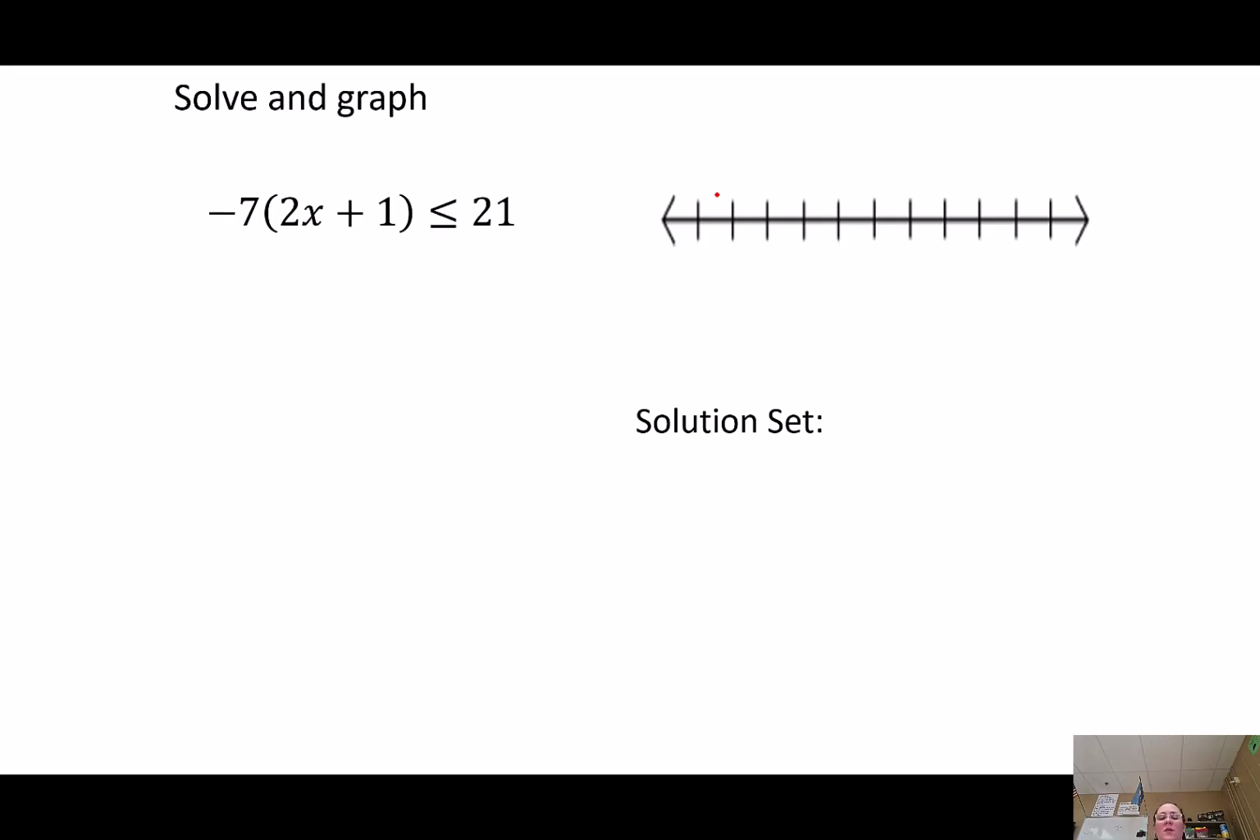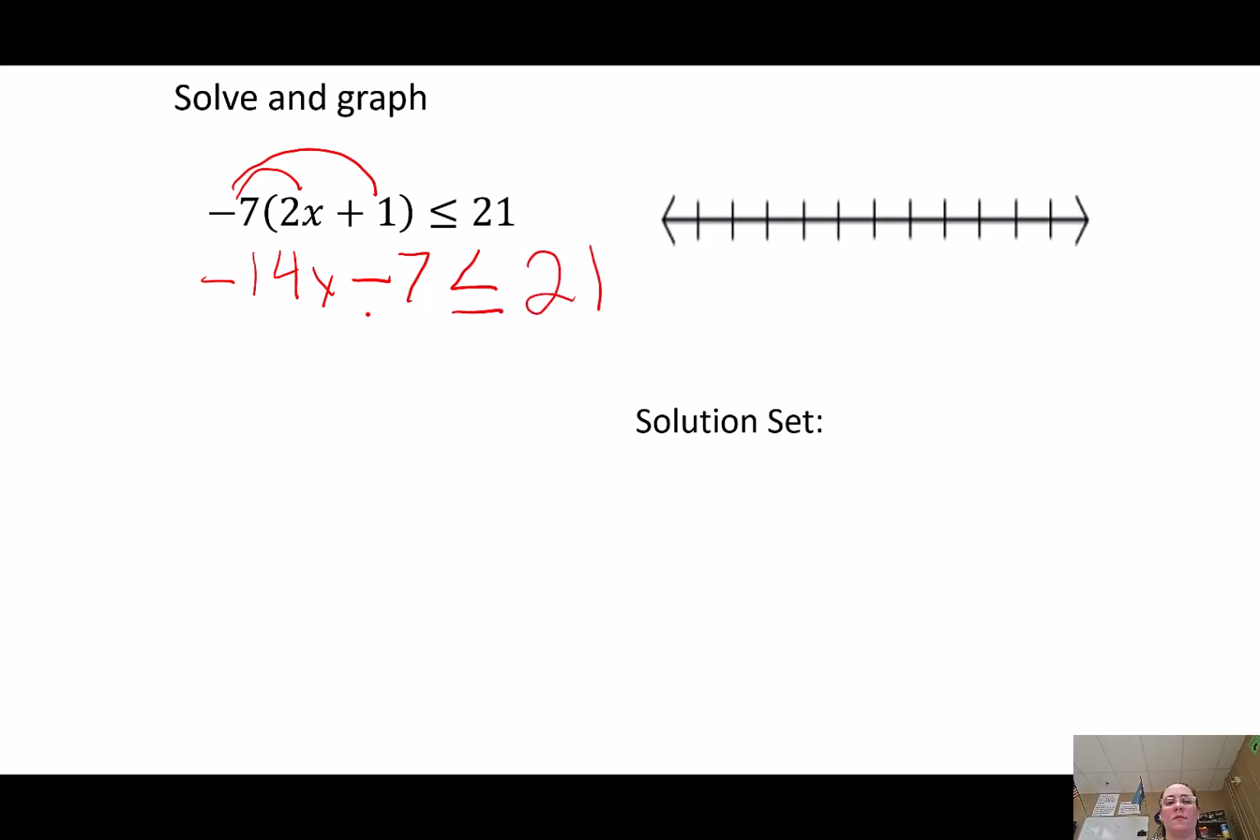All right, so now let's look at this one here. I've got negative 7 times 2x plus 1 less than or equal to 21. First thing I want to do is, since I've got parentheses, distribute that. So I'm going to do negative 7 times 2x, which gives me negative 14x, and negative 7 times 1 gives me a negative 7. So that's going to be less than or equal to 21.